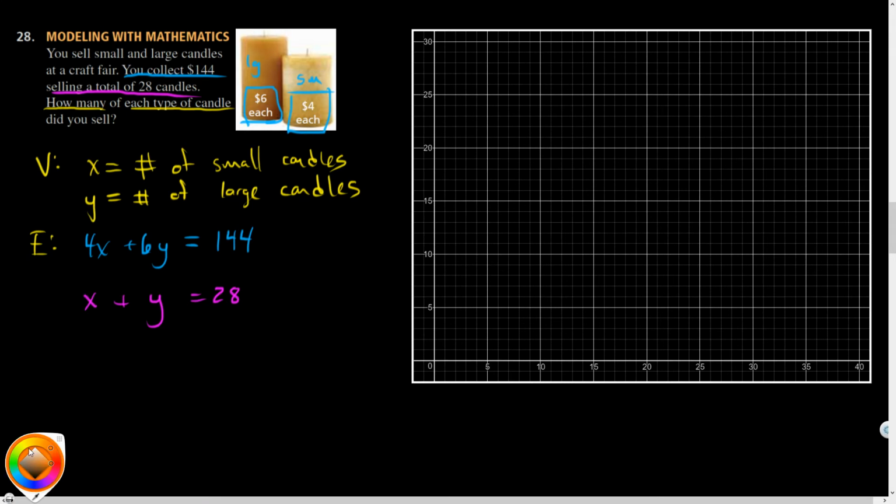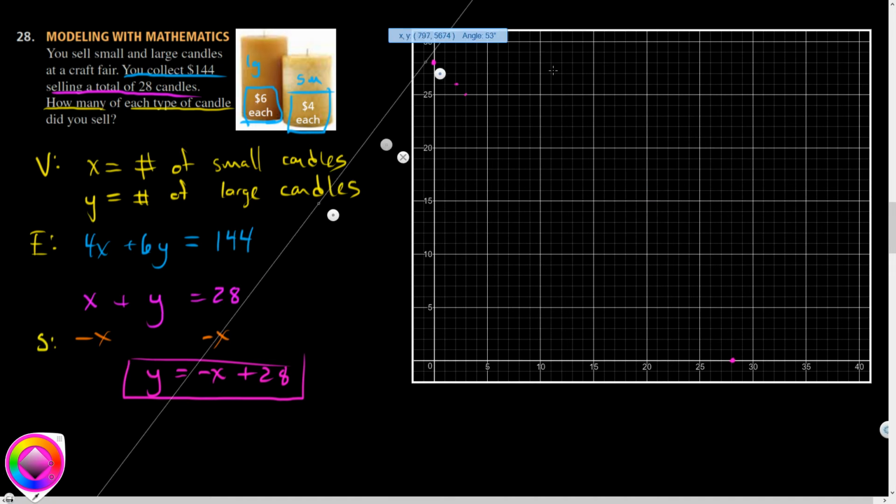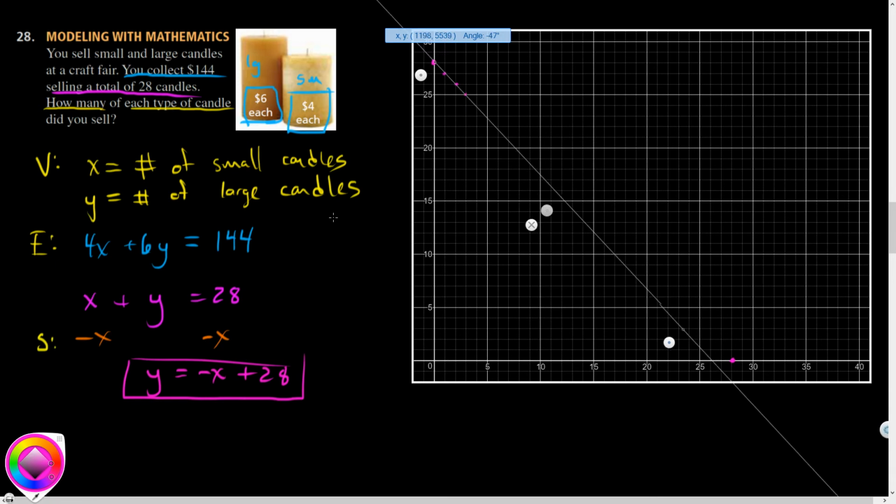Now what I need to do to solve this is graph these things. Let's rewrite this purple equation in Y equals MX plus B. So I'll subtract X from both sides, and I would have Y equals negative X plus 28. And so that's a Y-intercept at 28, and it's going down 1 over 1, down 1 over 1, down 1 over 1. It's actually going to intercept all the way over here at 28. If I gave myself some points that are further away from each other, I can usually get a better, more accurate line.